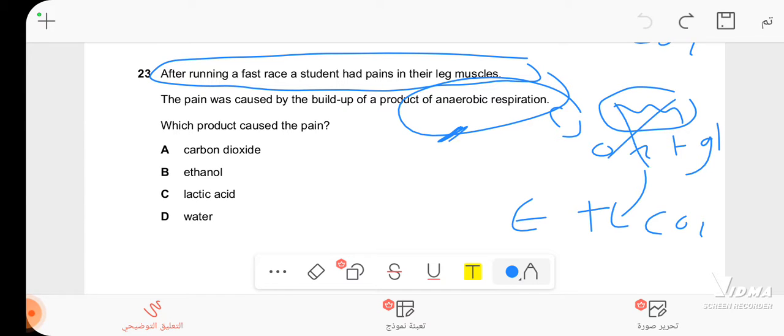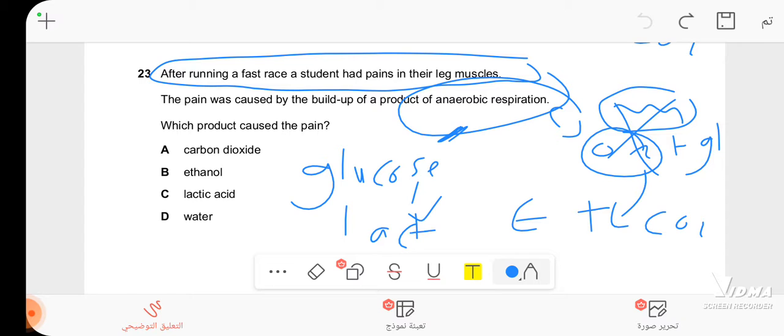Anaerobic respiration happens when there is no oxygen, a depth of oxygen. So glucose is changed into lactic acid. So anaerobic respiration is glucose giving energy plus what? Energy and lactic acid, but not carbon dioxide or water.